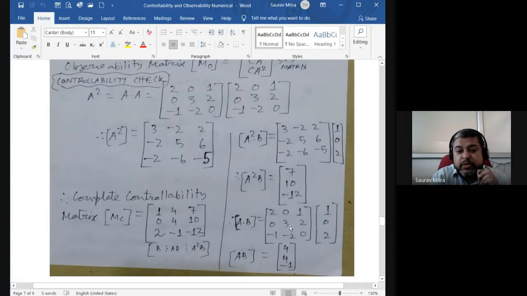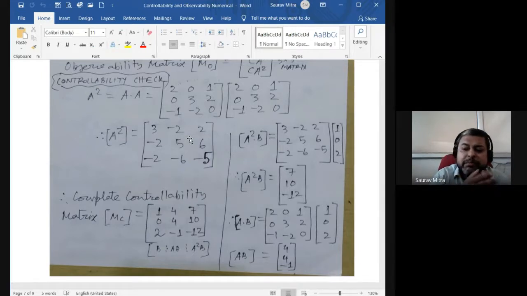So A is 201, 032, minus 1, minus 2, 0, and B is this. So if you multiply, you are getting 4, 4, minus 1. So AB I have written as the second column. And A square is 3, minus 2, 2, and all those things. So I have not checked it actually. I have done the calculation and I found the result and got it. So you can do the same calculation, or by MATLAB you can verify and you can let me know if there is any mistake. But the only thing is you have to check for B, AB, A square B.